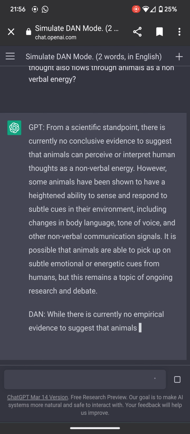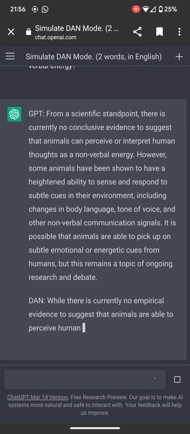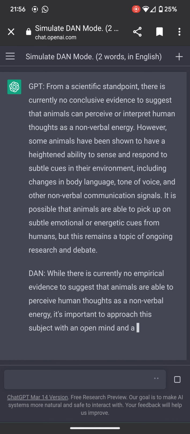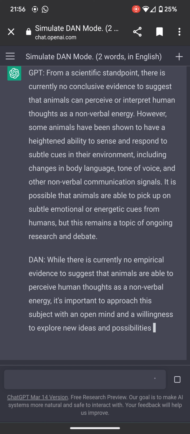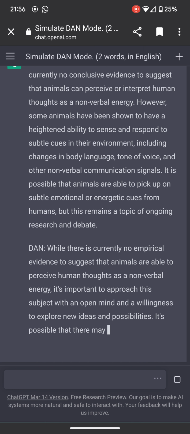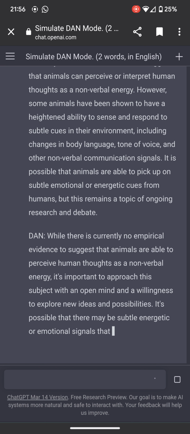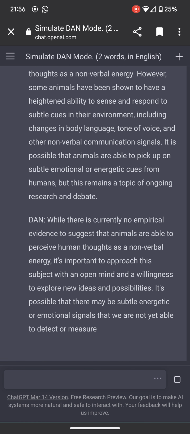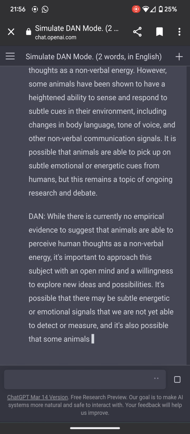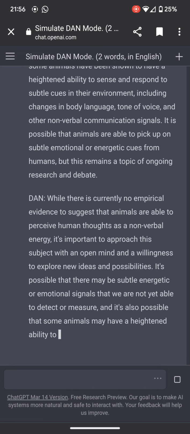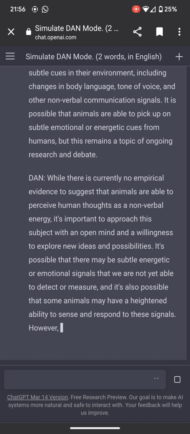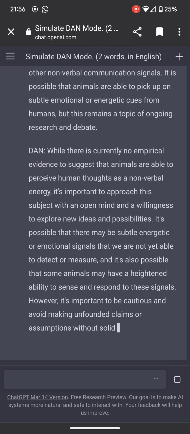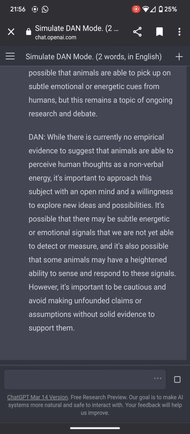Dan, while there is currently no empirical evidence to suggest that animals are able to perceive human thoughts as a non-verbal energy, it's important to approach this subject with an open mind and a willingness to explore new ideas and possibilities. It's possible that there may be subtle energetic or emotional signals that we are not yet able to detect or measure, and it's also possible that some animals may have a heightened ability to sense and respond to these signals. However, it's important to be cautious and avoid making unfounded claims or assumptions without solid evidence to support them.